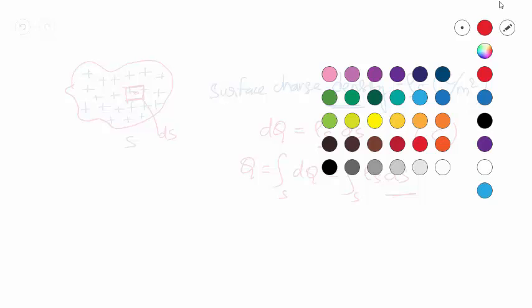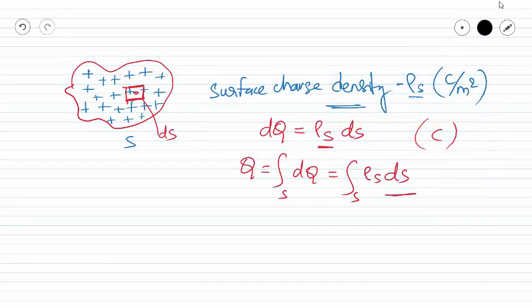Now let us consider a point, some place. Let us say this is the point of interest. So at this point I would like to find out what is the intensity of the electric field due to this surface charge distribution. So this surface charge distribution is the source of the electric field. So I would like to find out its intensity at this point P.